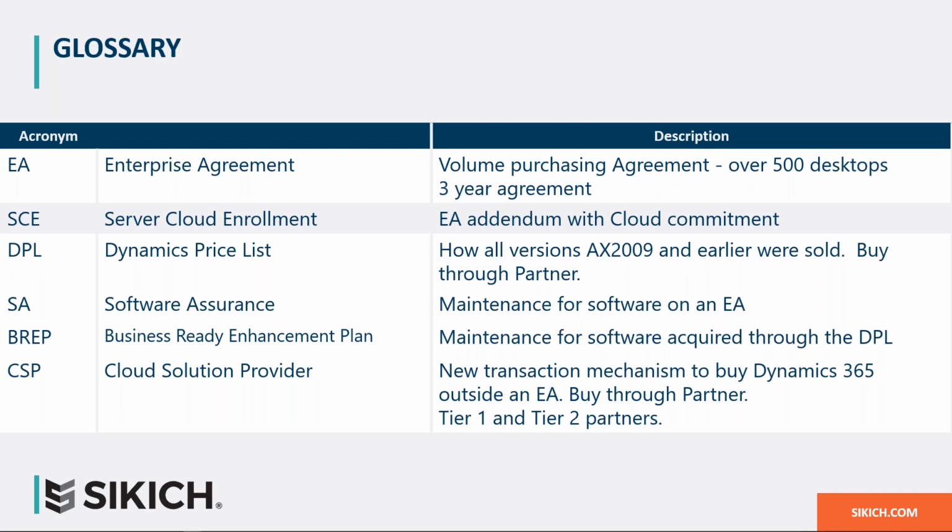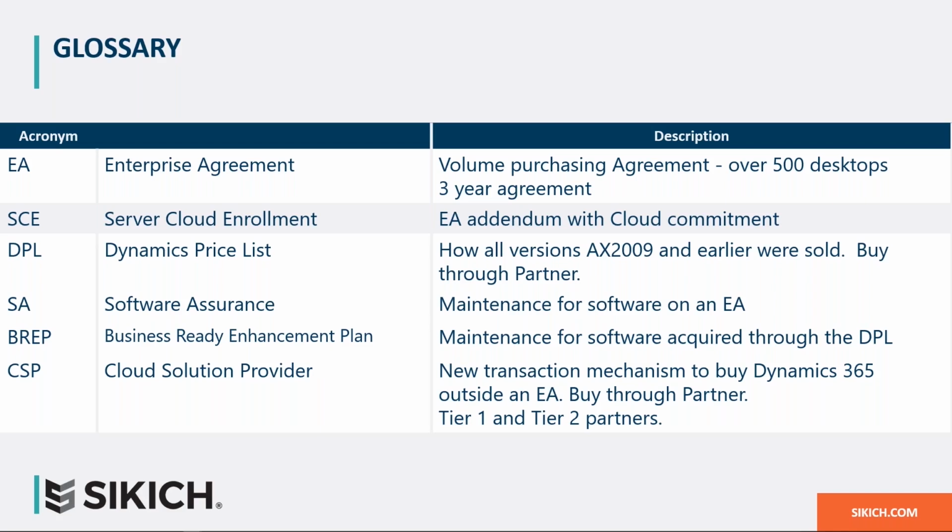The Dynamics price list. If you didn't buy using that volume agreement mechanism with Microsoft, you will have probably bought on something that used to be called the Dynamics price list. That's when you paid the partner that you bought it off, and you continue to pay BREP, which is that 16% per annum that you're paying to keep your system current. So that's what a DPL is, and BREP is the annuity related to DPL.